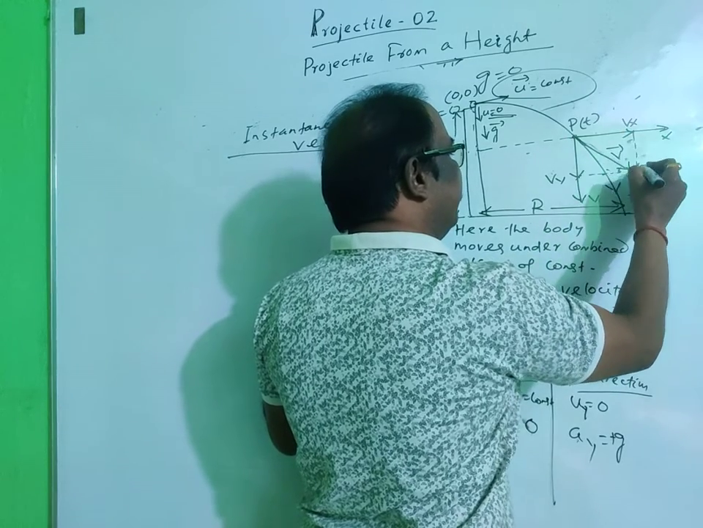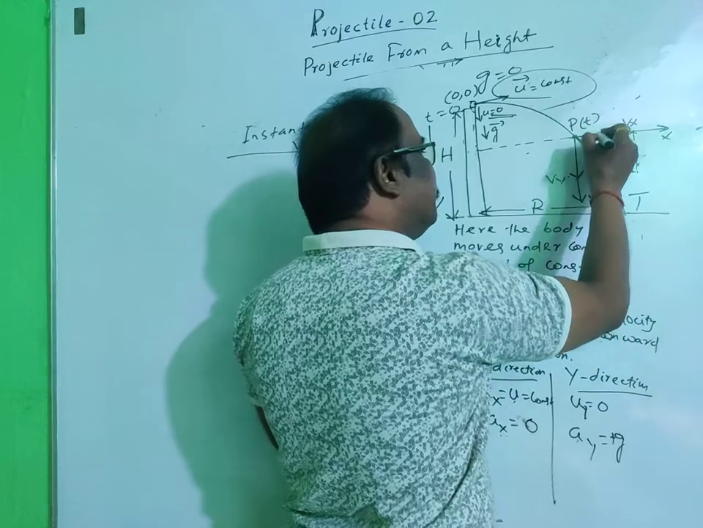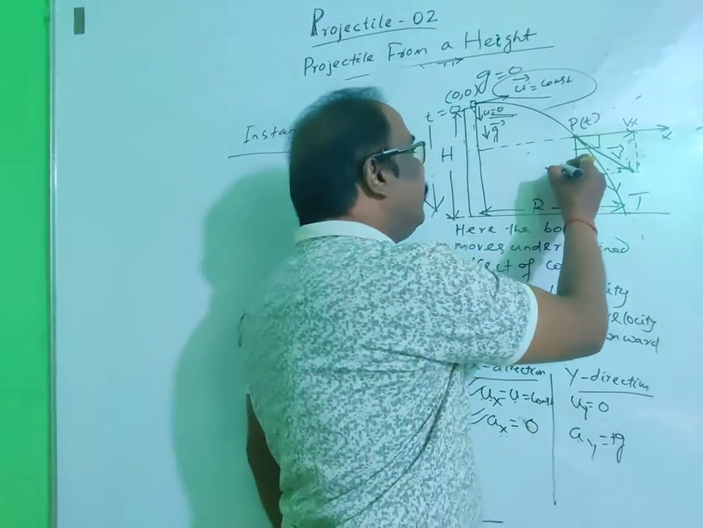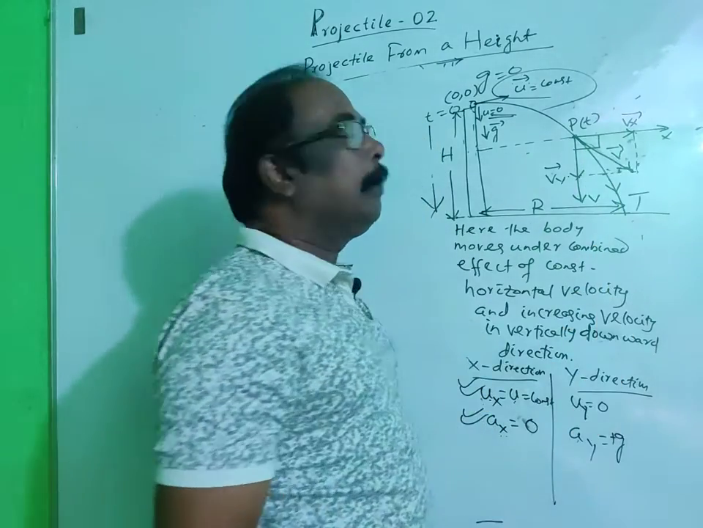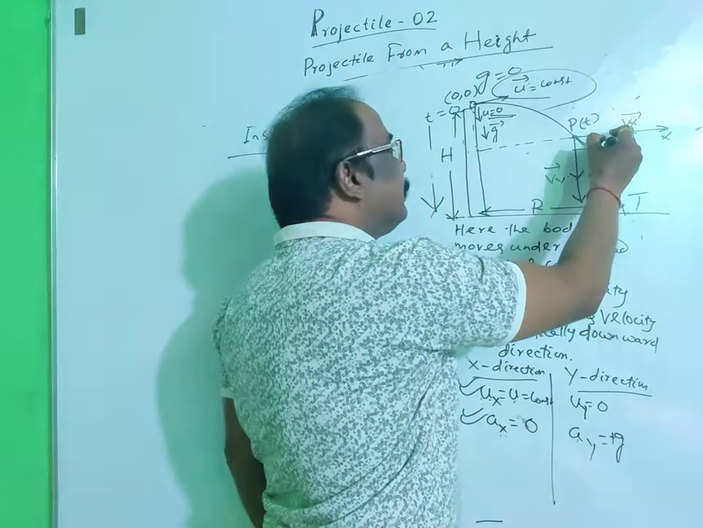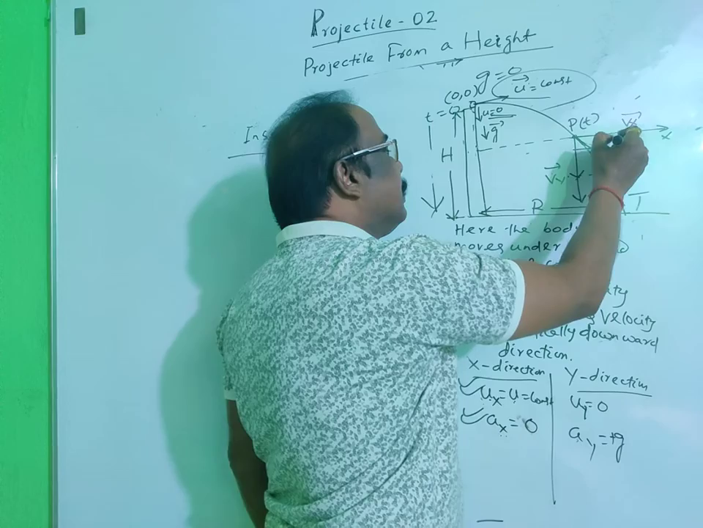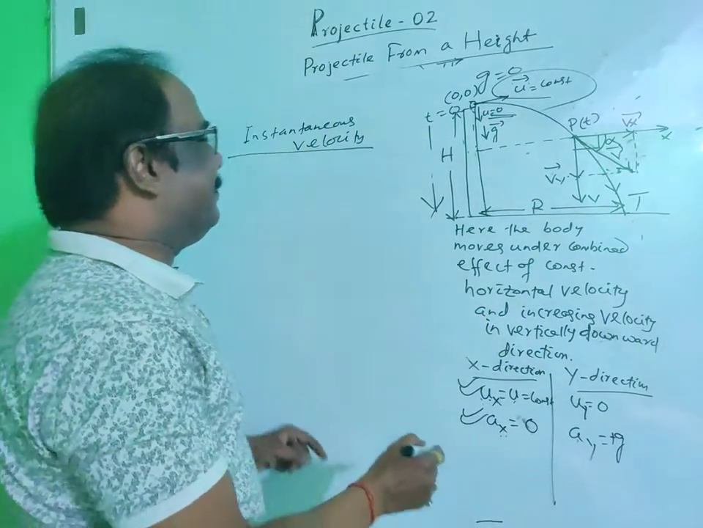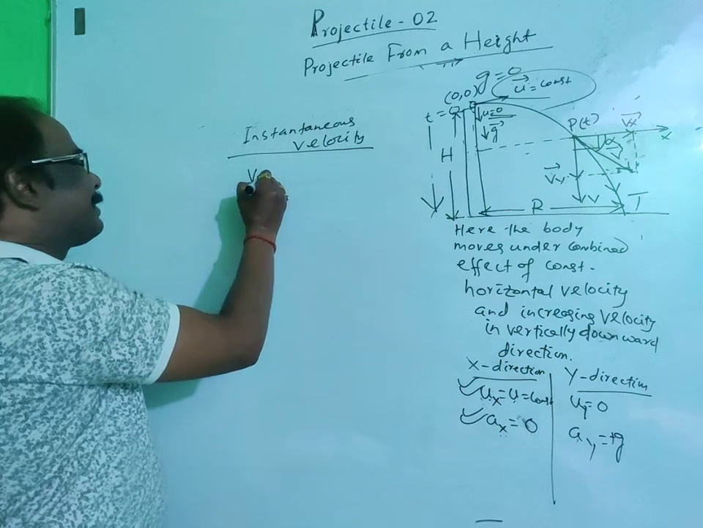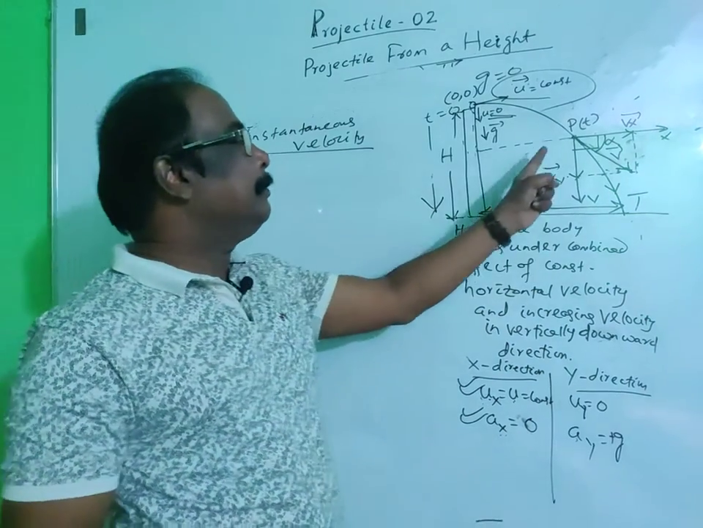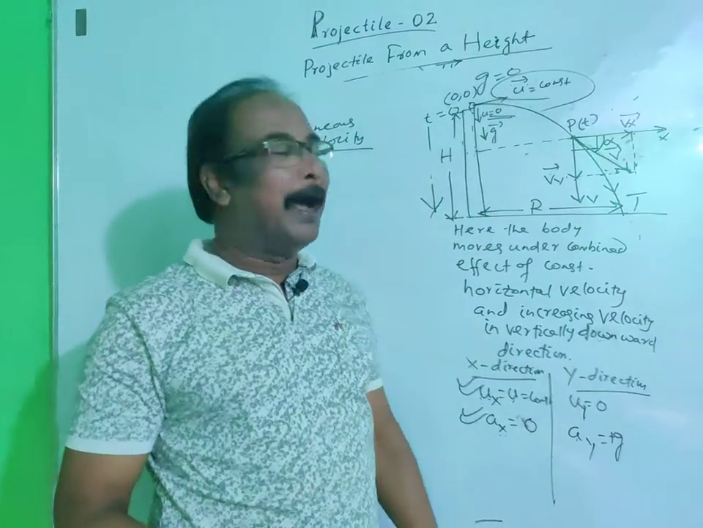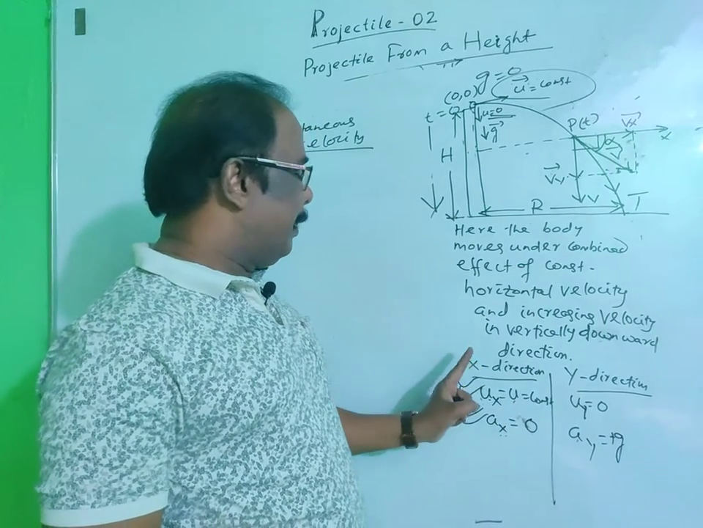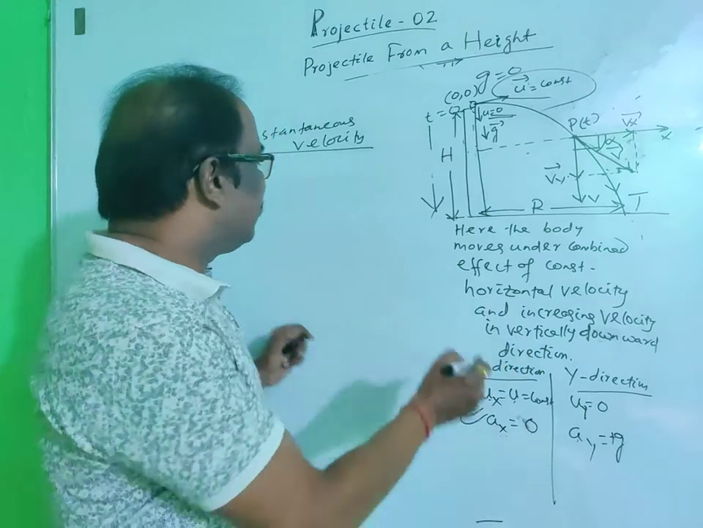This is V, this is Vx, this is Vy, and the angle between them is 90 degrees, which means Vx and Vy are rectangular components. Let this instantaneous velocity make an angle alpha with the x-axis. Then Vx is the magnitude of the horizontal component of velocity. As we have discussed, horizontal velocity, meaning velocity in the x direction, always remains constant.